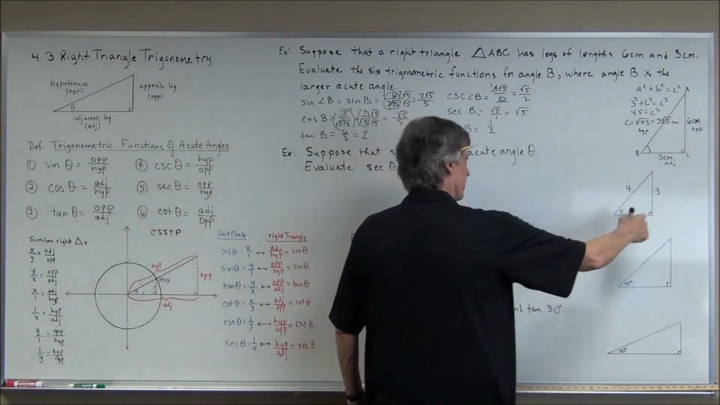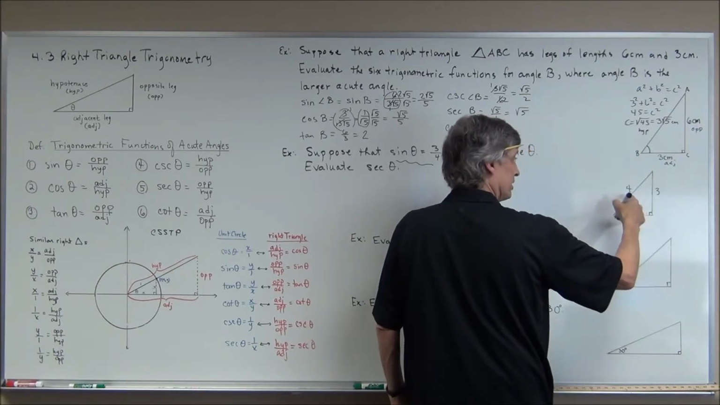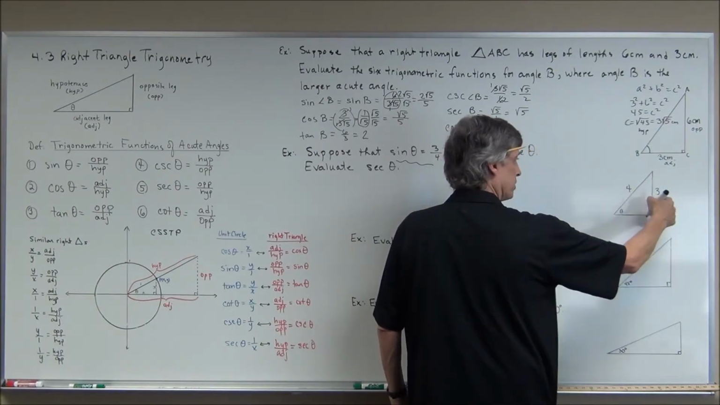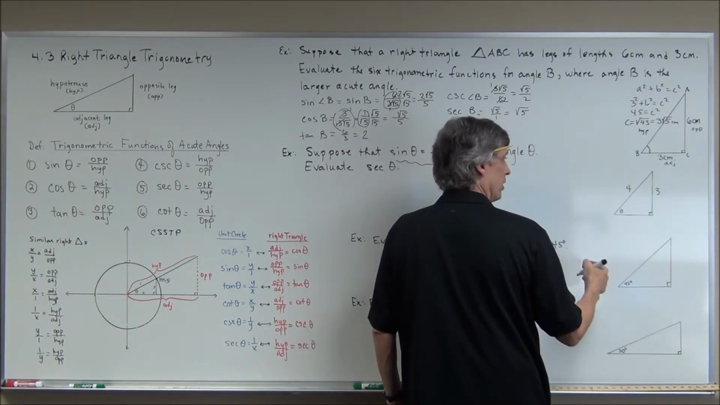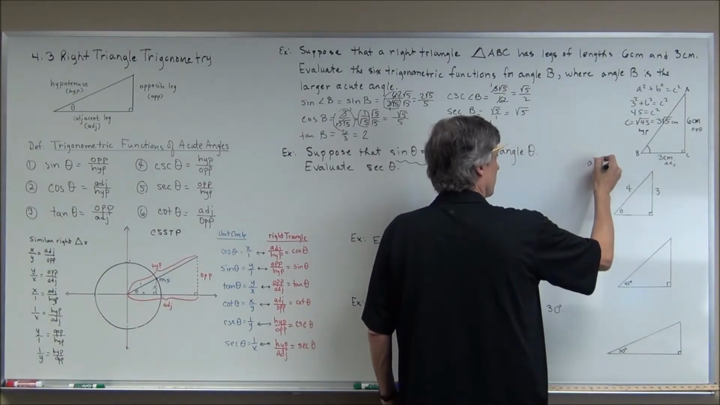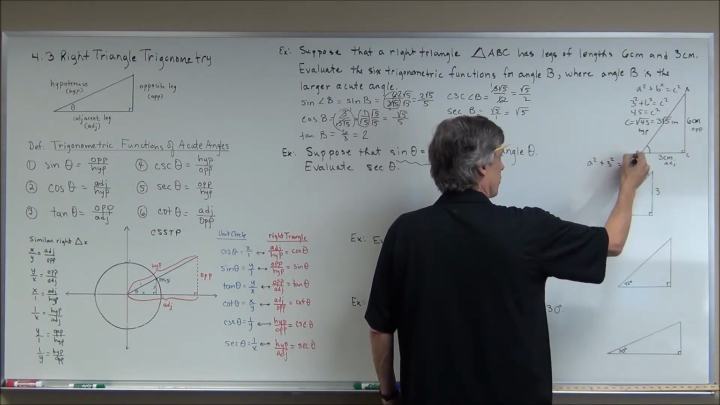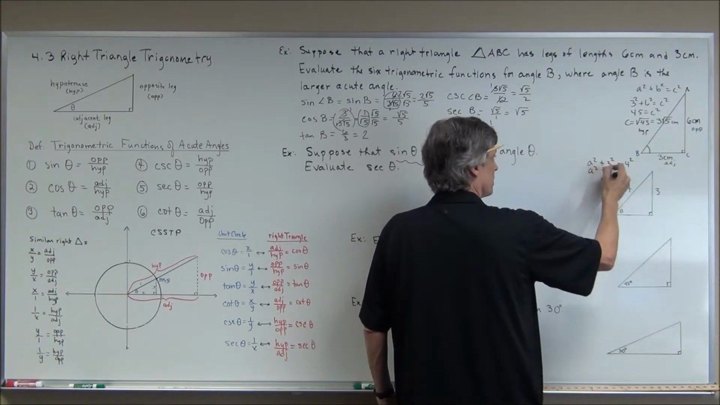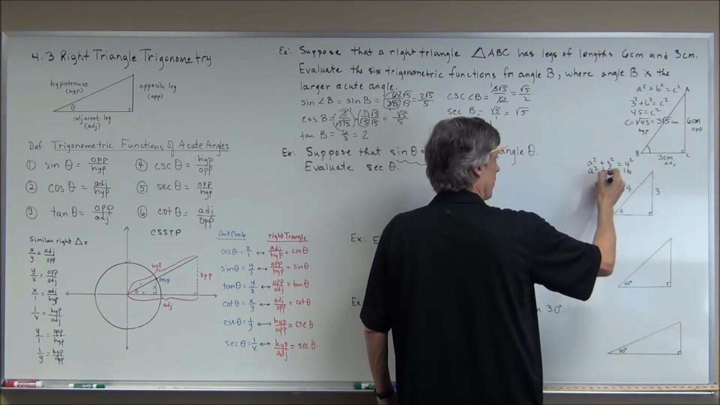I used the Pythagorean Theorem here to find this guy. This time I'm finding a leg. Leg squared plus 3 squared equals 4 squared. So I would have a squared plus 3 squared equals 4 squared. So that's a squared plus 9 equals 16. A squared equals 7. A is the square root of 7.